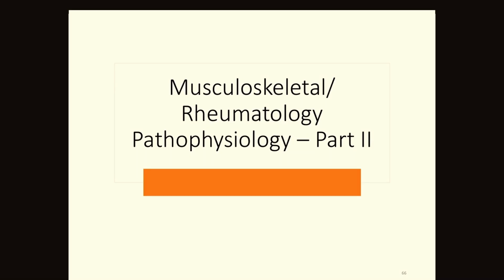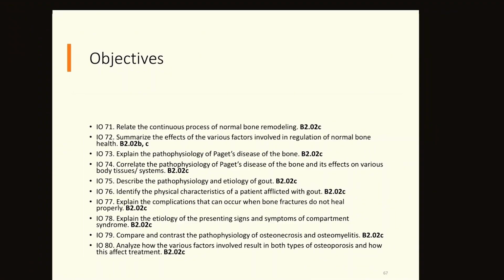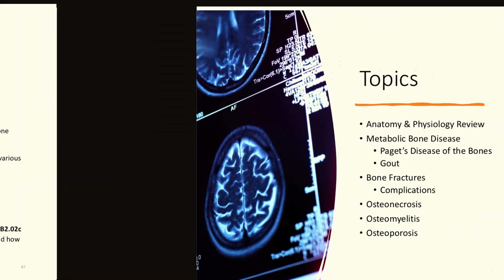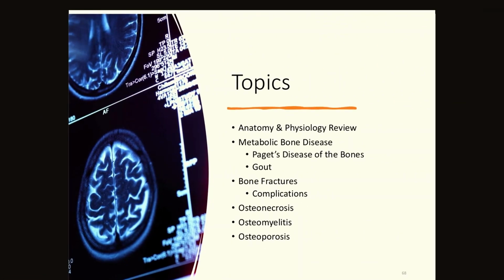Okay, so we're going to finish up musculoskeletal rheumatology today. We went through disorders of the joint the other day. We went through osteoarthritis, rheumatoid arthritis, and Charcot joint. So make sure you understand the differences between those three. Today, we're going to go through a little bit more about the bone itself and talk about disorders of the bone as we go through different topics today, bone fractures, and other disorders of the bone itself.